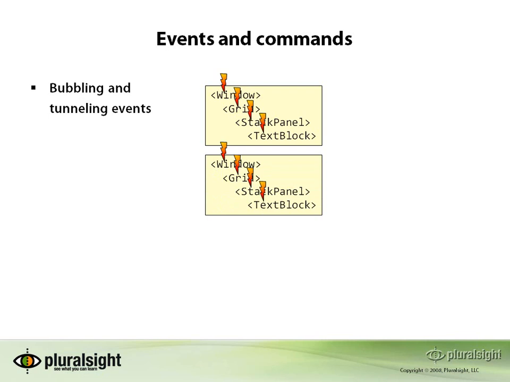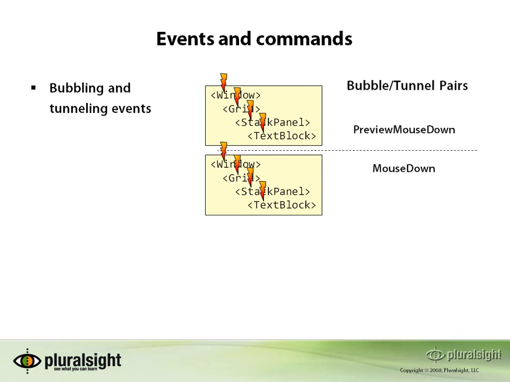Events come in pairs. There's usually a preview event that tunnels, followed by a main event that bubbles. The idea of the preview is to give containing elements the first opportunity to respond to an event. So if you've written the code for a particular window, you might want the chance to do something when the mouse is clicked before the control being clicked responds itself. So you could handle the preview mouse down at the window level. And then the bubbling event is usually the main one. It has the simpler name, like mouse down in this particular case.